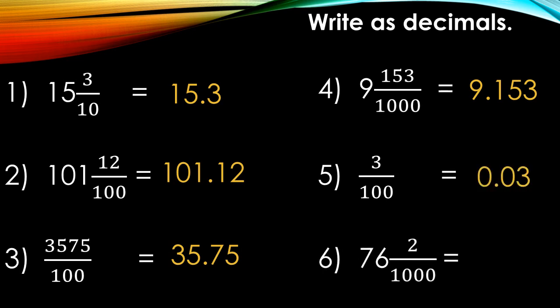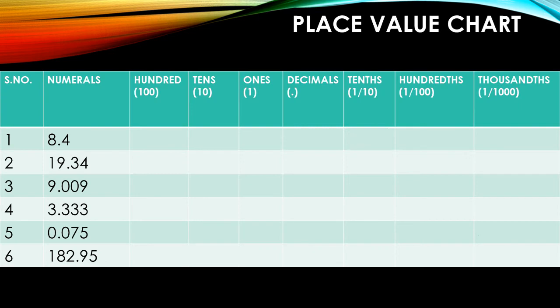Question number 6. 76, 2 upon 1000. See, in this question, 76 is a whole number. So write 76 as it is. And tell me, how many zeros in the denominator? Yes, 3. So in the numerator, count 3 digits from the right and put decimal. But here there is only 1 digit. So we will put 2 zeros and then a decimal. So the answer is 76.002.